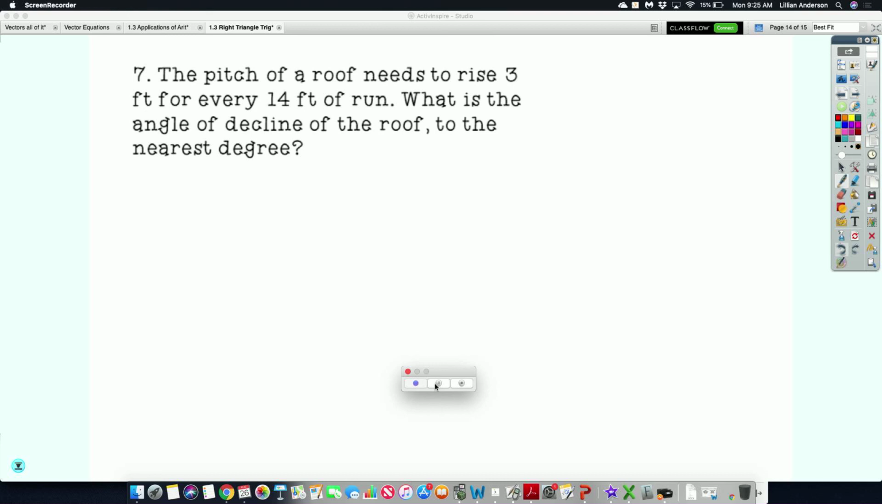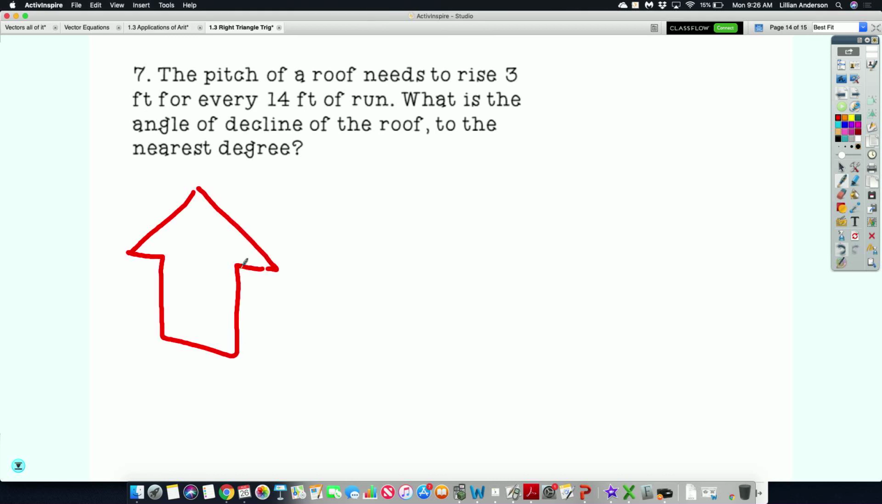The pitch of a roof needs to rise 3 feet for every 14 feet of run. What is the angle of decline of the roof to the nearest degree? Okay? First off, the pitch of a roof. What does that mean? The highest part, that tip part. Remember a long time ago when you used to draw your houses like this? Or maybe even like this? Some of y'all still draw it this way? Okay. So the pitch is the highest part of the house.